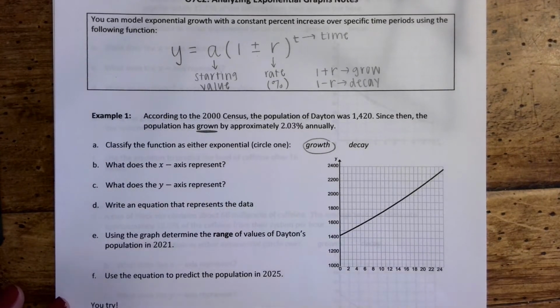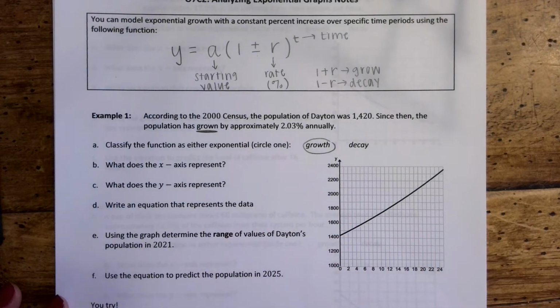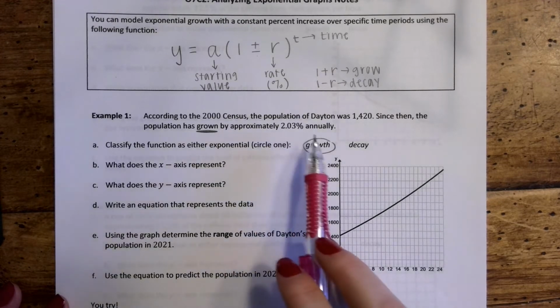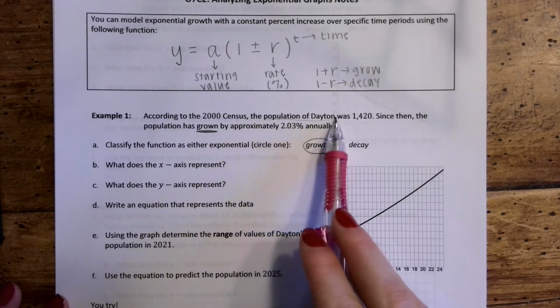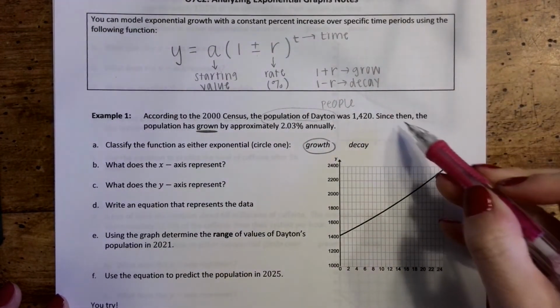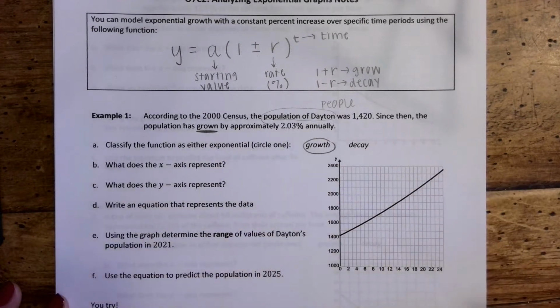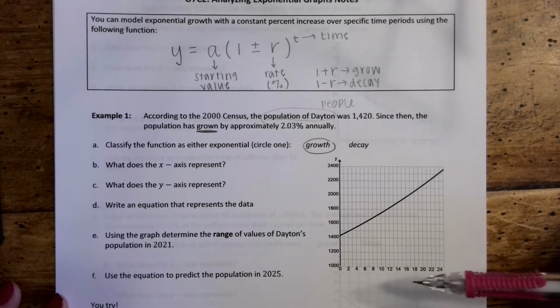Next we'll have to identify what we think the x-axis and the y-axis represent. I like to go back through and reread my problem and figure out the two things that they're talking about. There's always going to be two different things. In this case, they're saying the 2000 census, they're talking about the population of Dayton, so that's probably in people. It says since then the population has grown by approximately 2.03%. So one of these axes is going to talk about the number of people, and one of them is going to be the number of years.